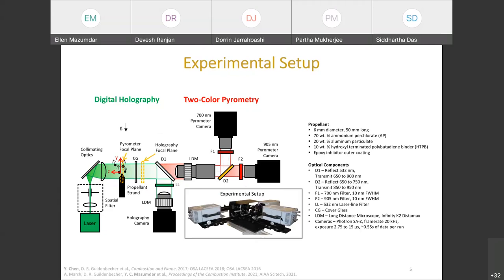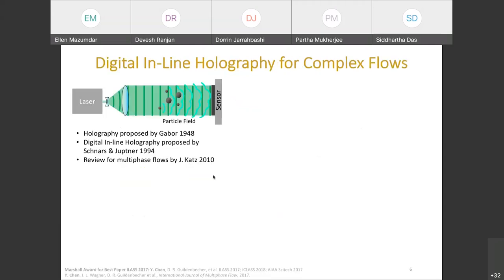So we can also, in this picture, do these experiments at high speed, and that will actually give us a lot more information on dynamics. So a quick primer on digital holography. Holography was originally proposed in 1948, and it's been modified a lot since then.